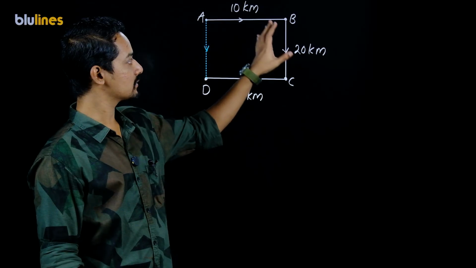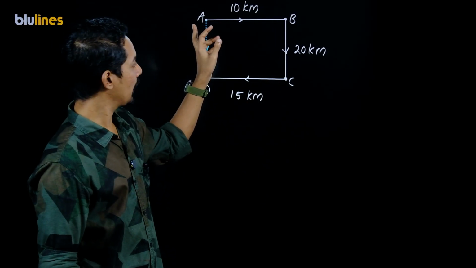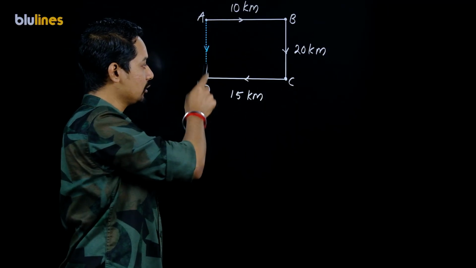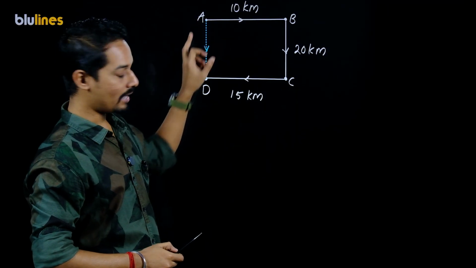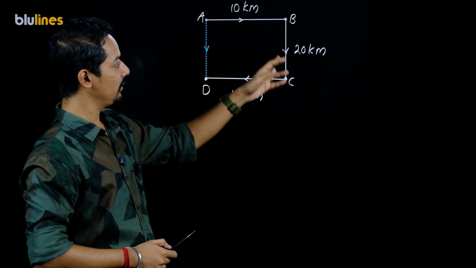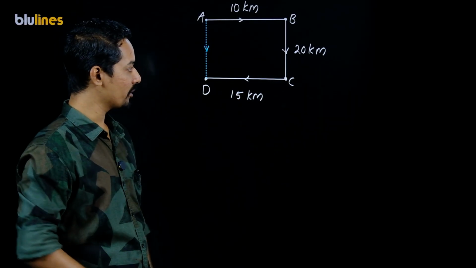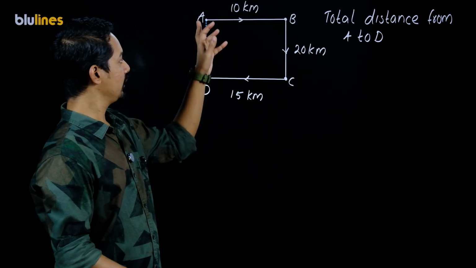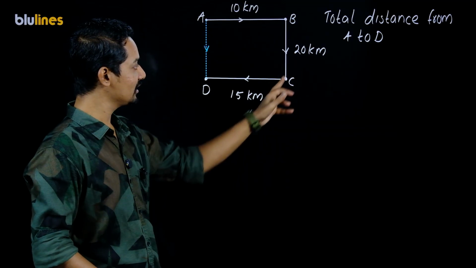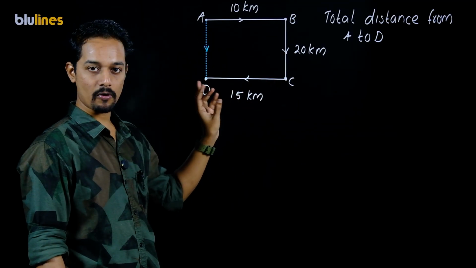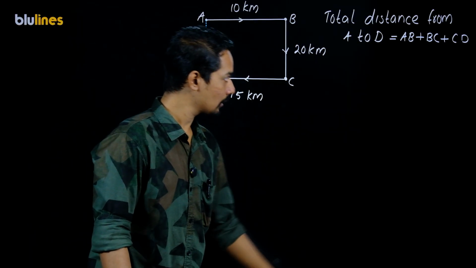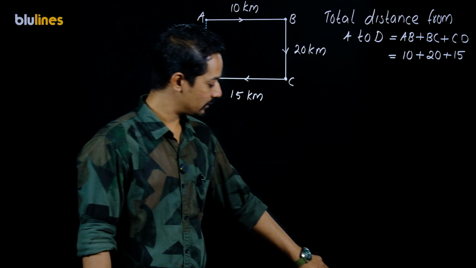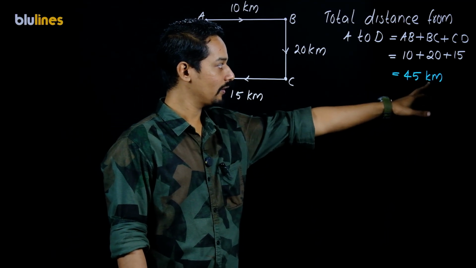Now let's consider a situation. Here we have a body that has moved from A to B, then B to C, and C to D. So the initial position is at A and the final position is at D. AB, BC and CD are given in kilometers. Now let's ask the question: what is the total distance the body has moved? He has taken this path. So the total distance will be the sum of individual smaller distances. So we'll have AB plus BC plus CD. That will be 10 plus 20 plus 15 kilometers. So finally we will get 45 kilometers.